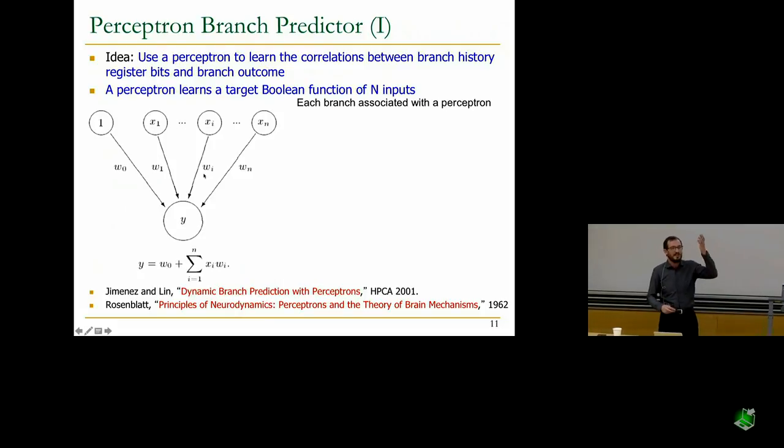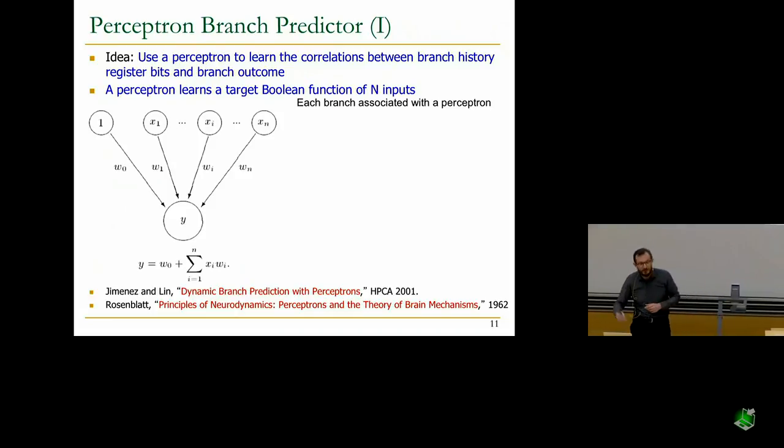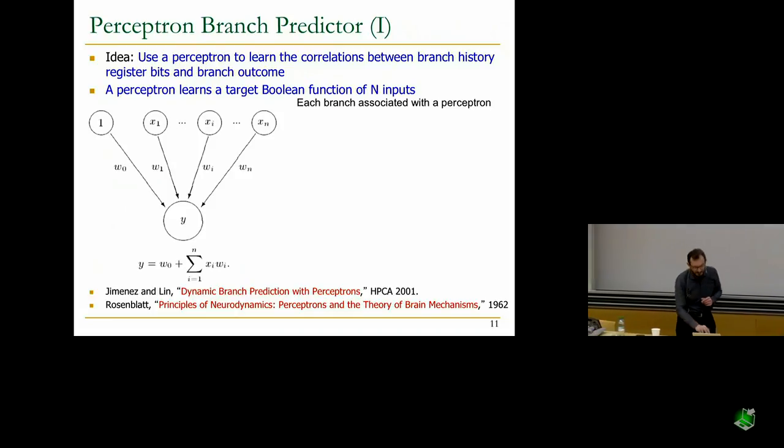Maybe there's no correlation between one bit and this branch that you're currently predicting, then the weight for that would be 0. Maybe there's a positive correlation, the weight would be very high. Maybe there's a negative correlation, then the weight would be very low, a negative number. And we already said this, basically.